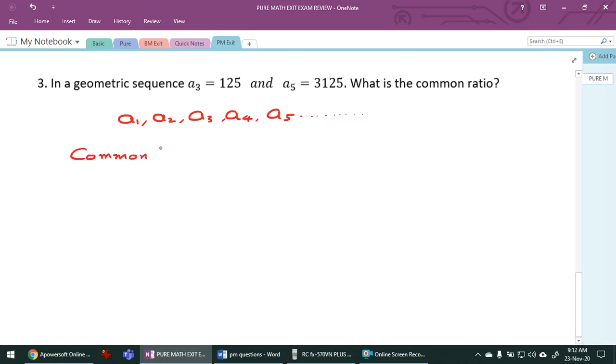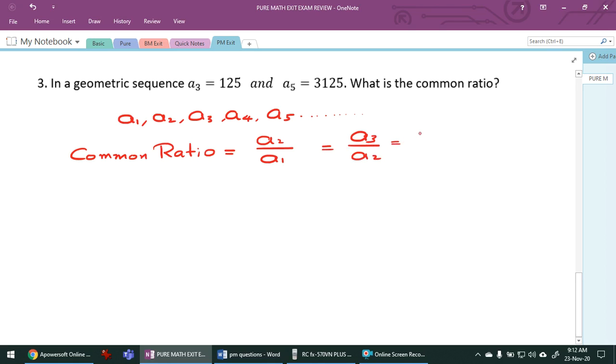Common ratio is equal to A2 / A1. Any number divided by the number before it will give you the common ratio. Okay, so I can even write, if you want, A3 / A2.